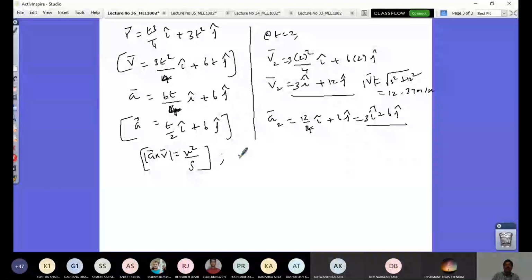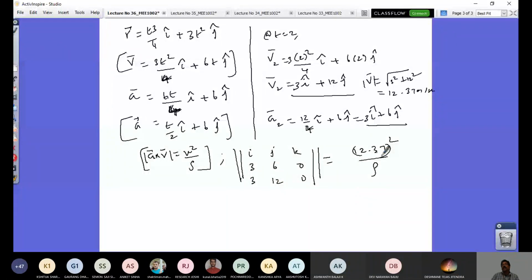I can also use this, right? So it is going to be i, j, k, acceleration vector is 3, 3, 6, 0 and this is 3, 12, 0. So this determinant is what is equal to 12.37 squared by rho. The modulus of this determinant is what is going to be equal to this.